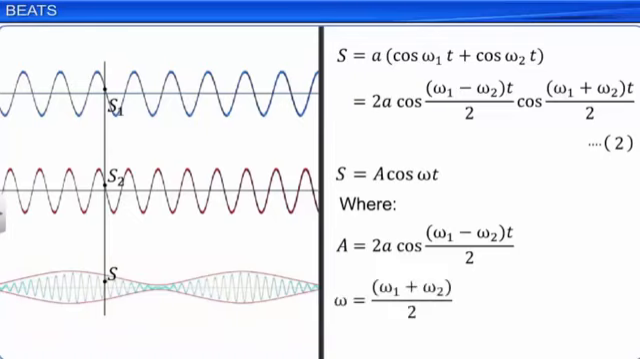In the equation for amplitude A' of the resultant wave, the values A, omega 1 and omega 2 are constant. As the value of t keeps changing, the value of the cos function also changes. Therefore, the amplitude of the resultant wave is not a constant. This varying amplitude of the resultant wave gives rise to beats.